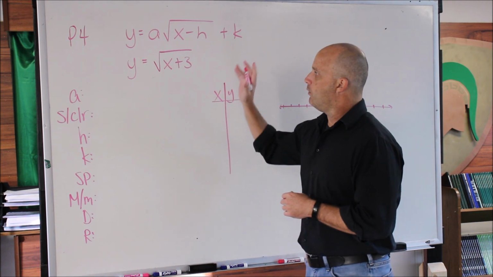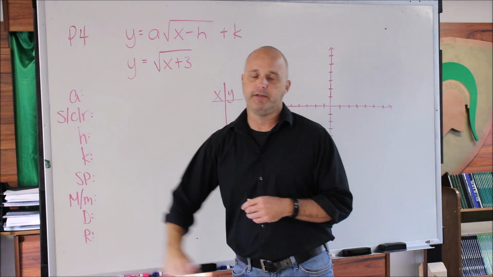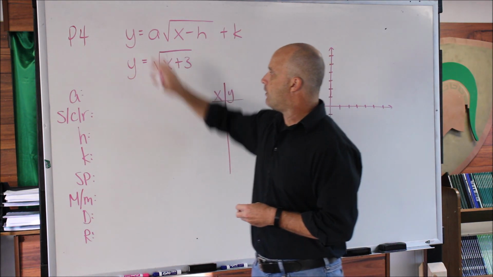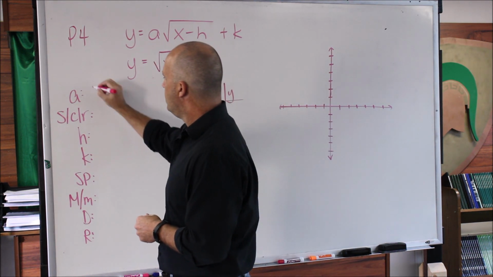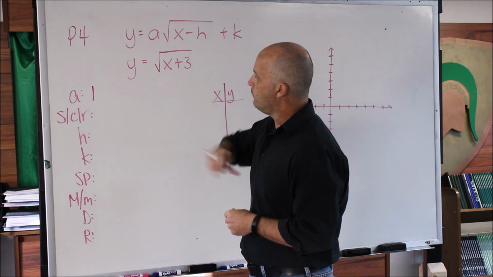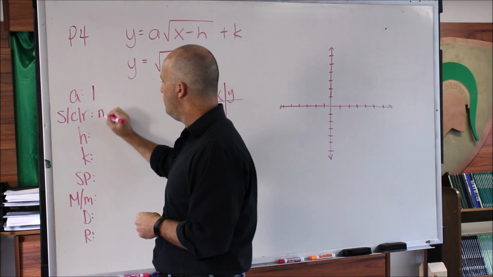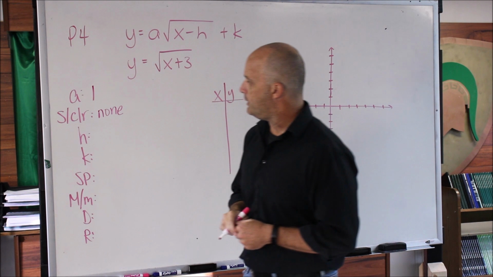So let's go ahead and go through all of the information that we need to begin with. So our a value is going to be 1, because again, we have nothing sitting out here. We assume it to be 1, which tells us that there's no stretch, compress, or reflect. So we're going to put none.